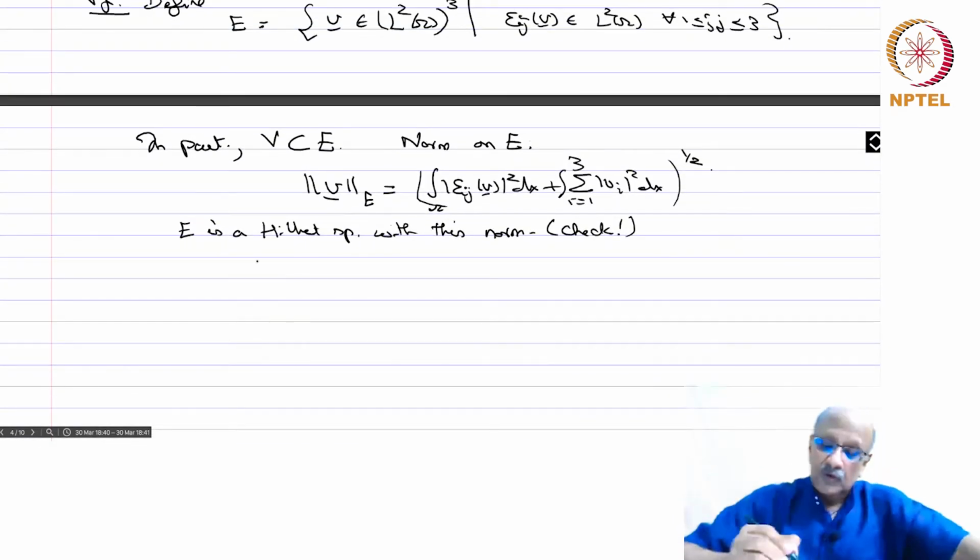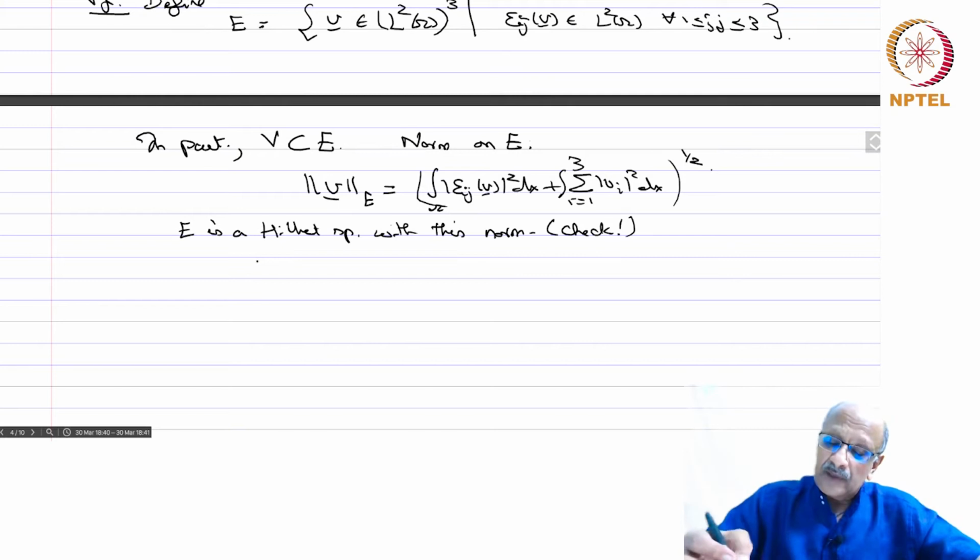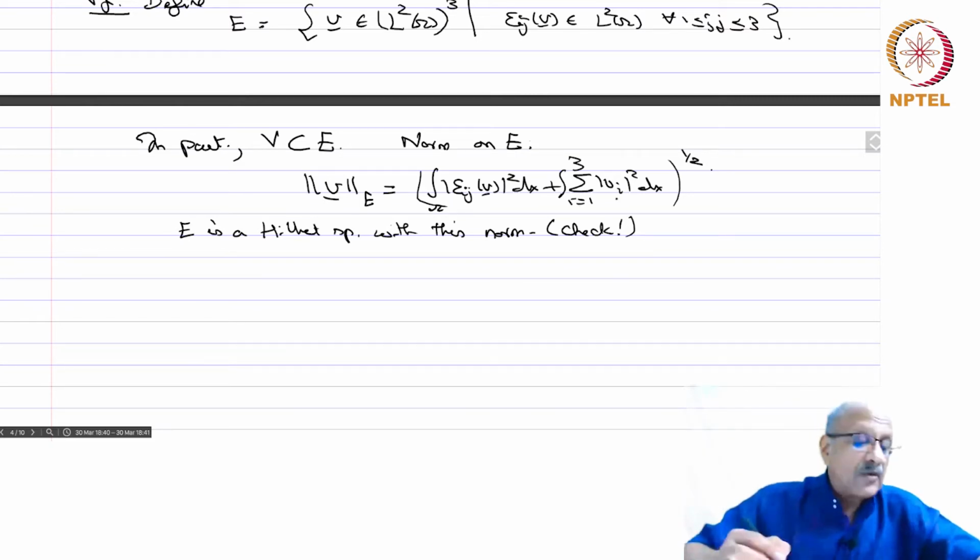You just have to show it's a norm. That it comes from an inner product is obvious because you have all L2 terms here, and then all you have to do is check it is complete. If you take a Cauchy sequence, already it will be Cauchy in L2, so you will have a convergent subsequence. Then you have to show that epsilon ij of v will also converge to some vij. Now you must show that the limit is precisely epsilon ij of the limit of the v's. So that is the standard checking.